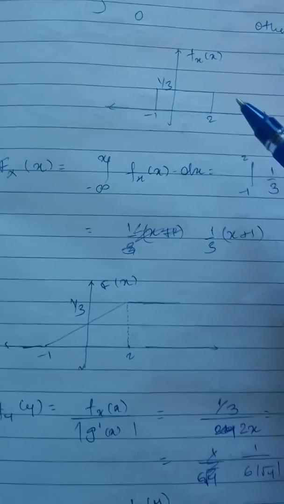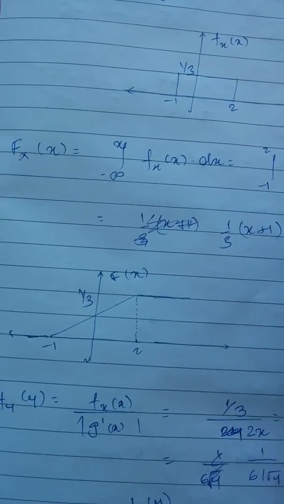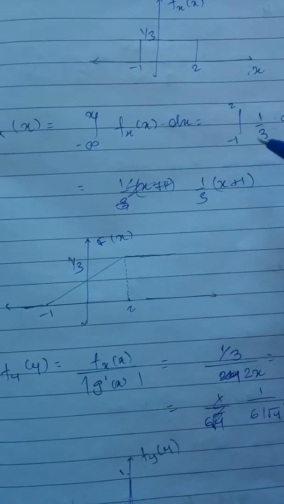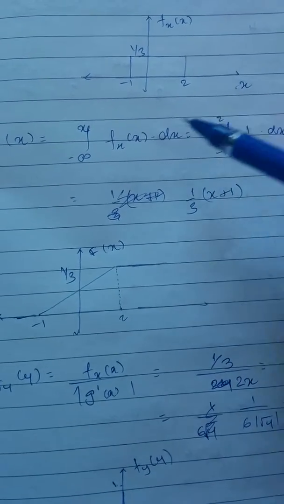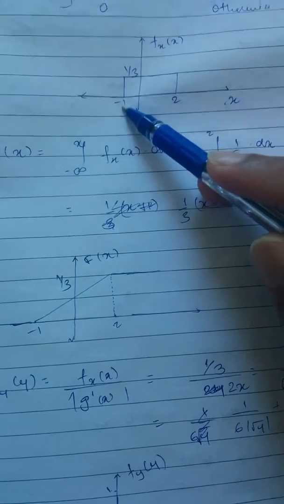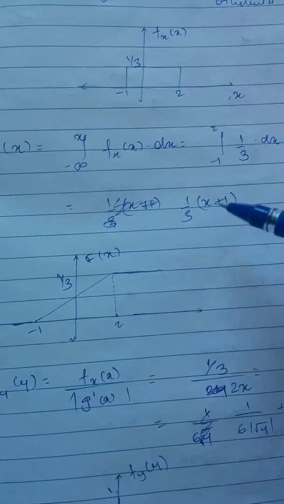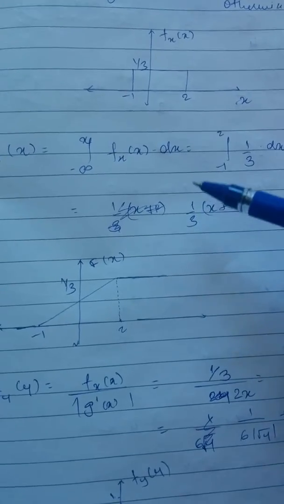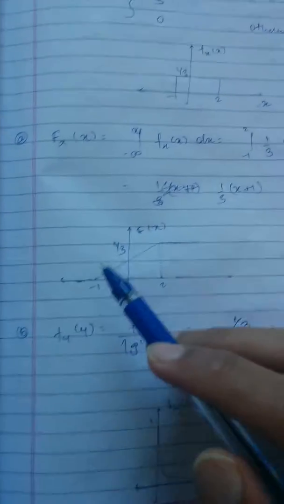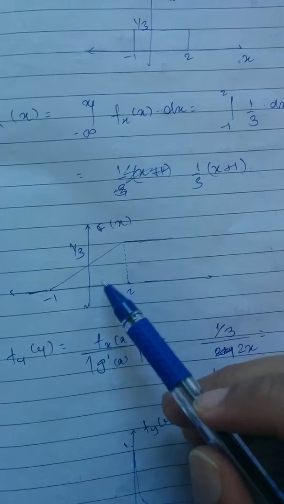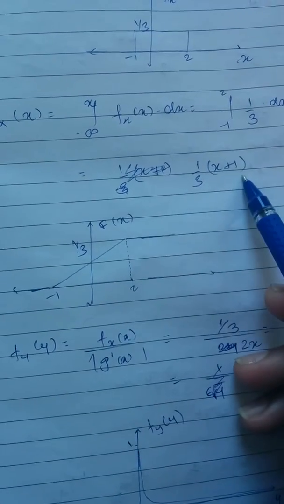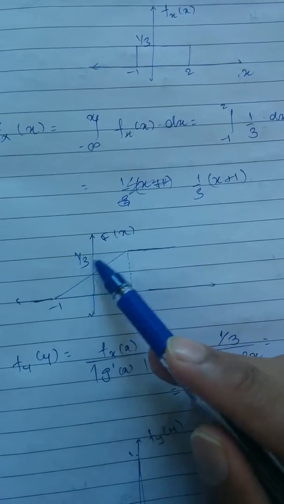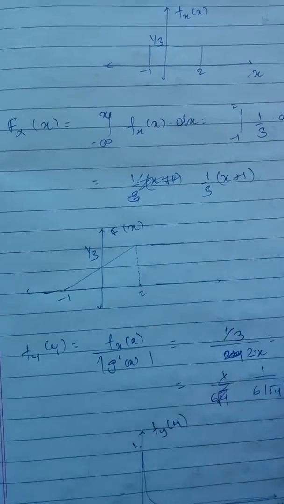There is also a property that the function is given by x minus a upon b minus a. So that again comes to 1 by 3 into x plus 1. If we draw a graph, we get y equal to x, advanced by 1. So we get a ramp function from -1 to 2 with magnitude going up to 1 by 3. So we get F of x.